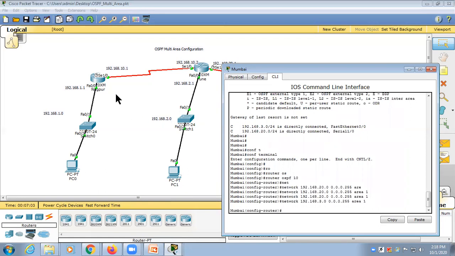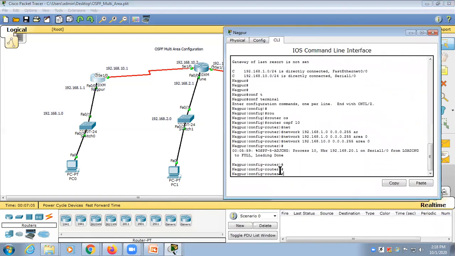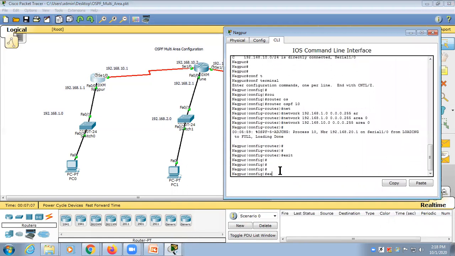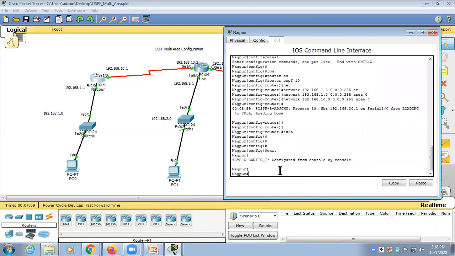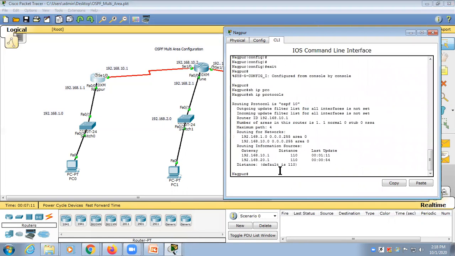Now let's see. Go to the first router, the Nagpur router, and check whether the protocol has been configured or not. For that purpose, the command is show ip protocol. Here the OSPF protocol is set, whose process ID is 10. Routing for networks 10.0 and 1.0 is done in area 0. There is a gateway also set, 10.1 and 20.1. Administrative distance is also showing, so everything is showing.